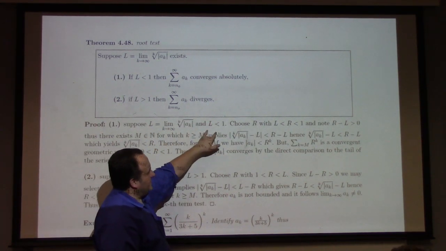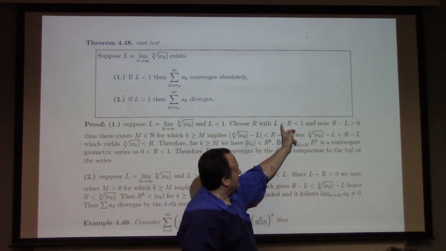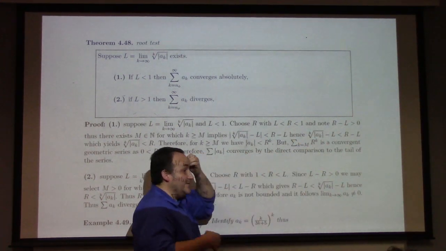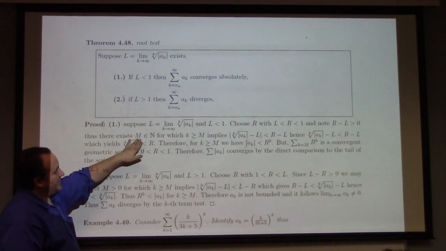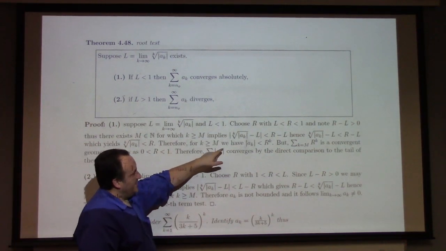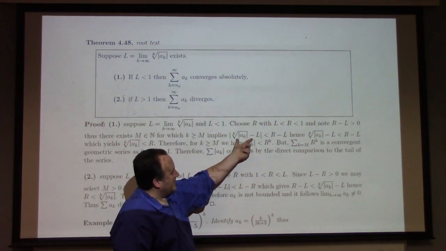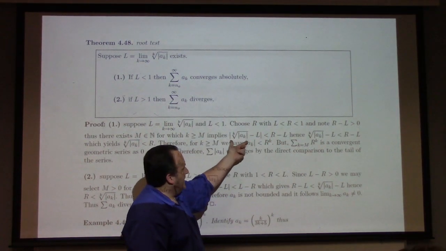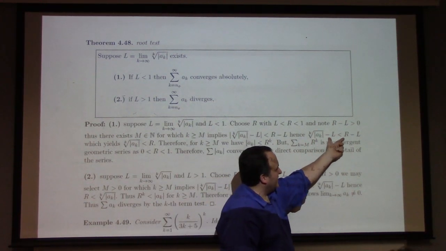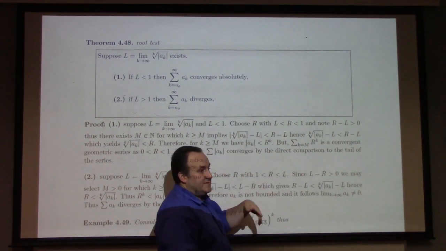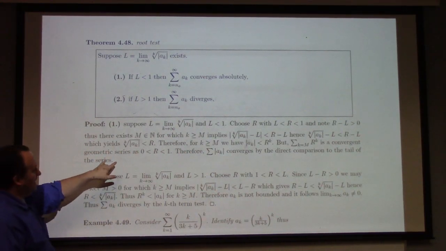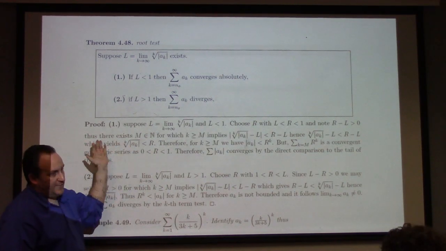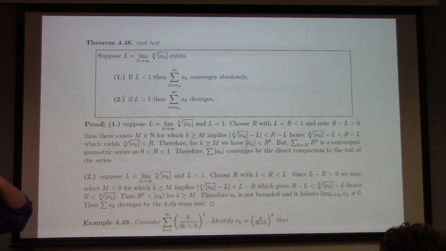So if this limit exists and L is less than 1, then you can pick an R between L and 1, which means that R minus L is a positive number. So we can pick M sufficiently large so that for k beyond M, the absolute value of the kth root of the absolute value of a sub k minus L is less than epsilon, which I'm choosing to be R minus L. But then that gives me that the kth root minus L is less than R minus L. Adding L to both sides gives us an estimate for the size of the kth root of the absolute value of a sub k being less than R, which then straight away allows me to compare to the geometric series with the radius R less than 1, which converges.